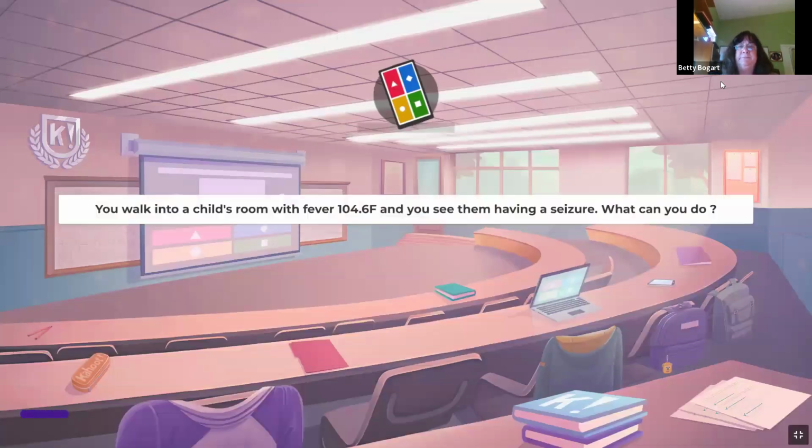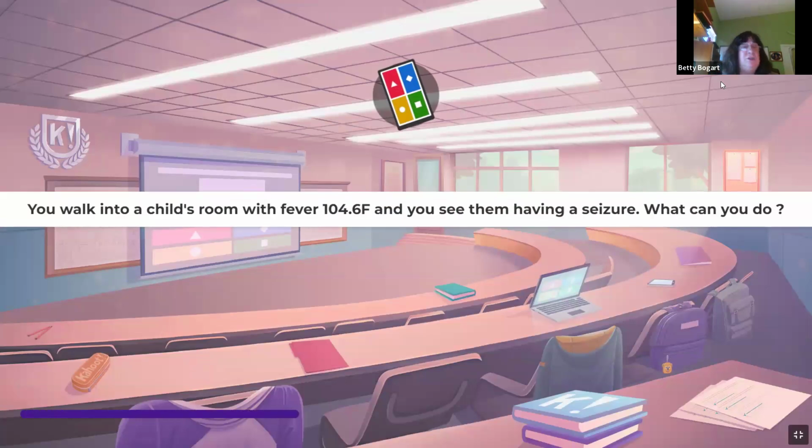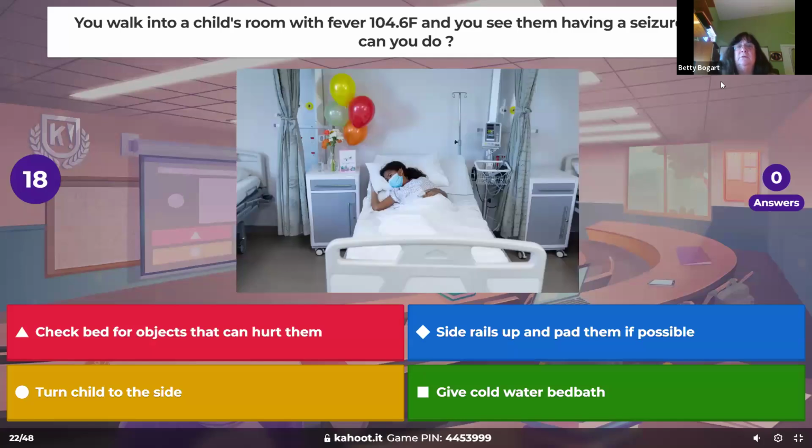You walk into a room, a child with a 104.6 fever, and you see them having a seizure. What are you going to do? Walk into a room, kid's having a seizure. They have a fever.